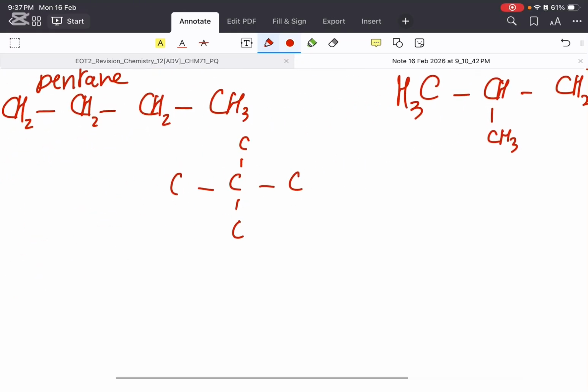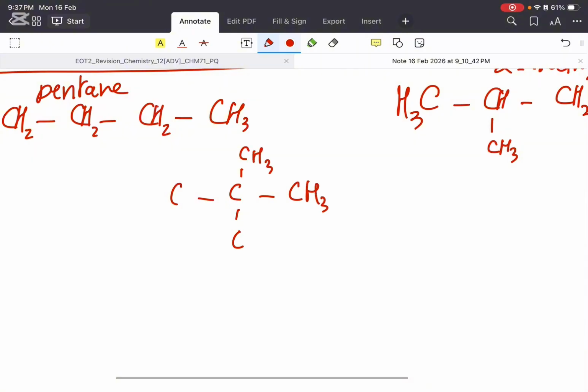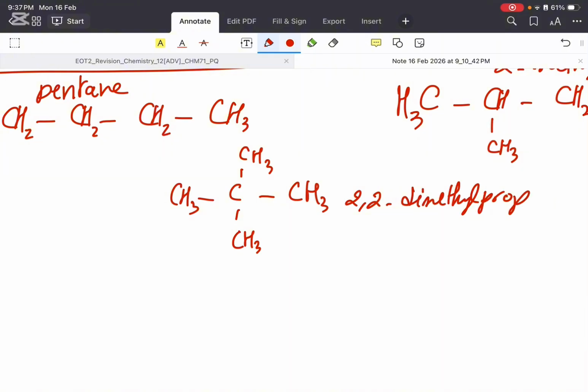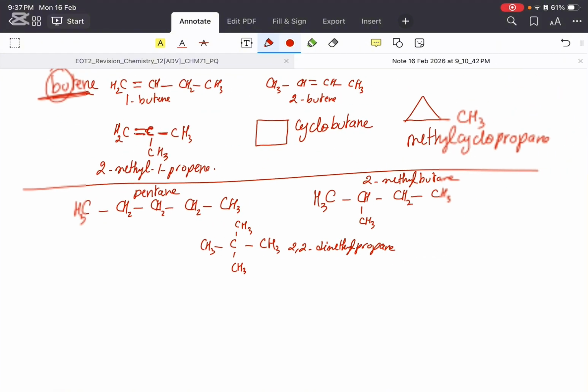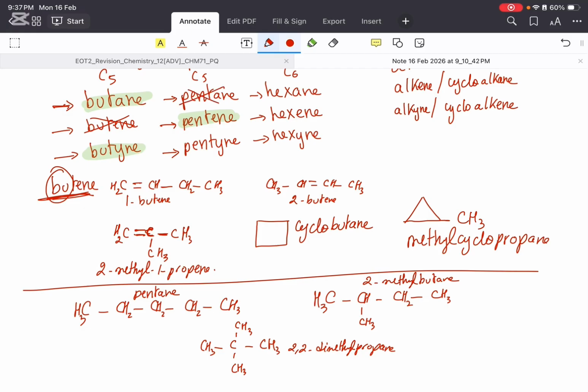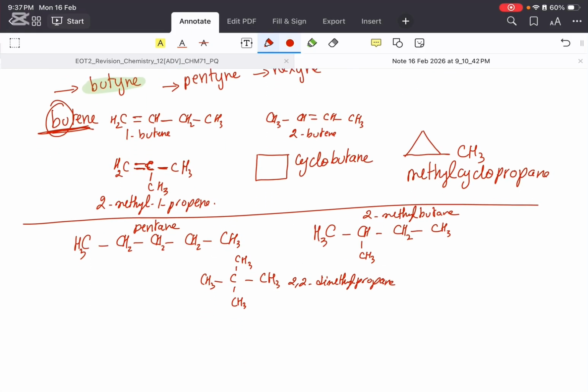And this one is 2,2-dimethyl propane. That's the main chain. So 2,2-dimethyl propane. So if this question comes in the exam, you choose any of those. Pentane, I'm done.